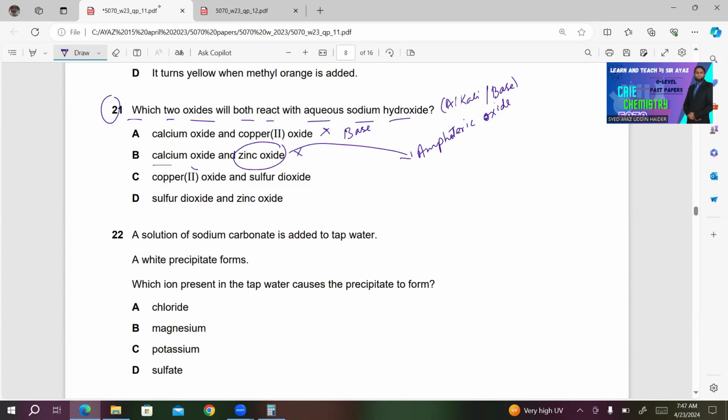C, copper 2 oxide and sulfur dioxide. This is also incorrect because copper 2 oxide is basic oxide and sulfur dioxide is acidic oxide. Only sulfur dioxide will react. Copper 2 oxide will not react. D will be the right answer. Sulfur dioxide is acidic oxide and zinc oxide is amphoteric. So both of these will react with sodium hydroxide.